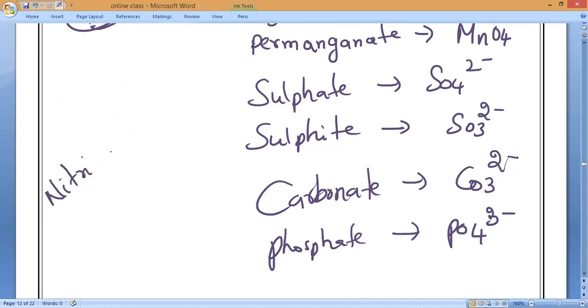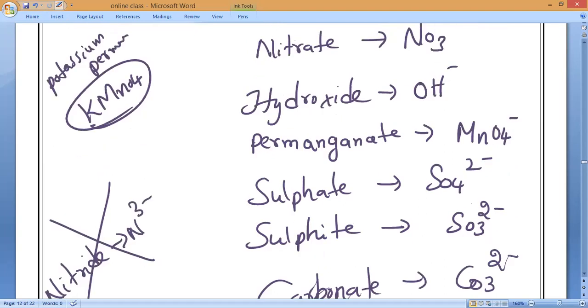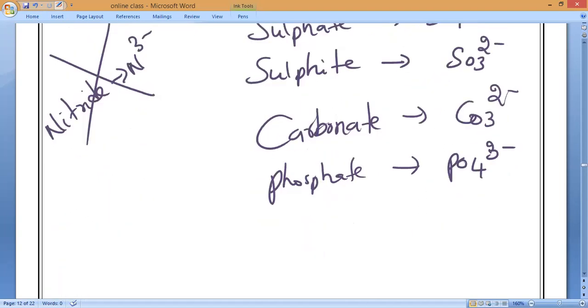Nitride, N3 minus, is not a polyatomic ion. Do you understand, everyone? Because it is a single atom, but here we have a group of atoms. That is what we call polyatomic ions or radicals.